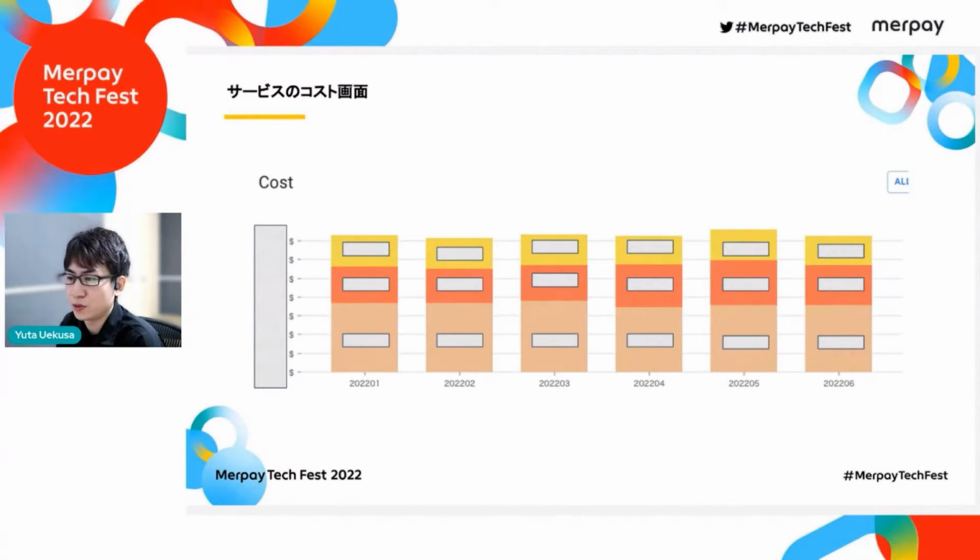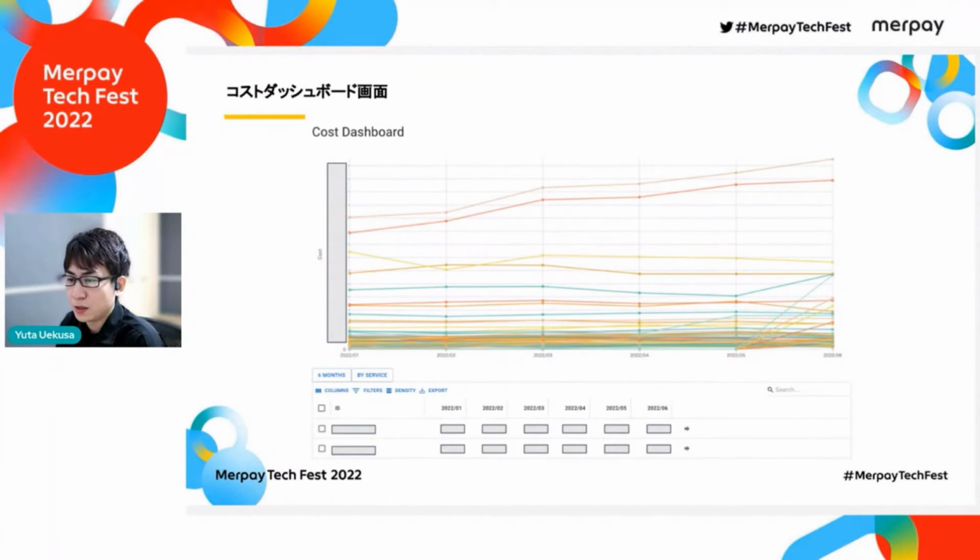There's also a dashboard screen that summarizes the cost history for all microservices. This screen lists the cost history for each microservice. You can see the cost trends for all microservices for the past few months.